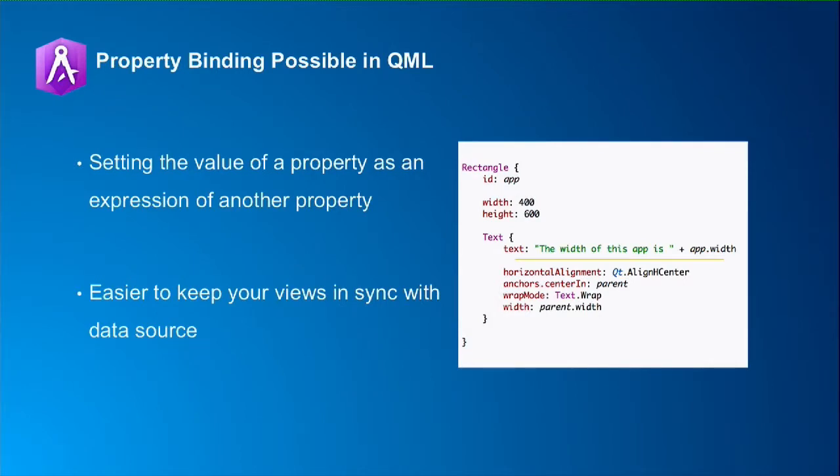And Loas mentioned the property binding. So in QML, it comes built in. But in basic JavaScript, you would have to write a lot more code to achieve the same thing. So that's a difference. I like property binding because it's easier to keep your view in sync. I find property binding cool.